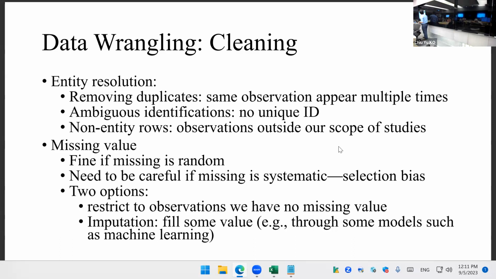Sometimes you have no unique ID, especially with data you get from the web. And the web may not be consistent across different databases. You also have non-entity rows, which means the data contains things that don't belong to the scope of the study. Suppose you download soccer data and you only care about the UK; maybe the data also has some US or French or other leagues. You have to take those out. And missing values.